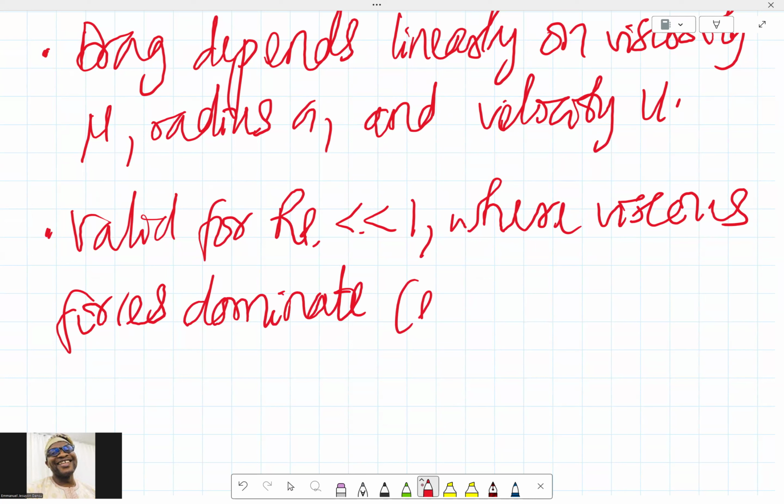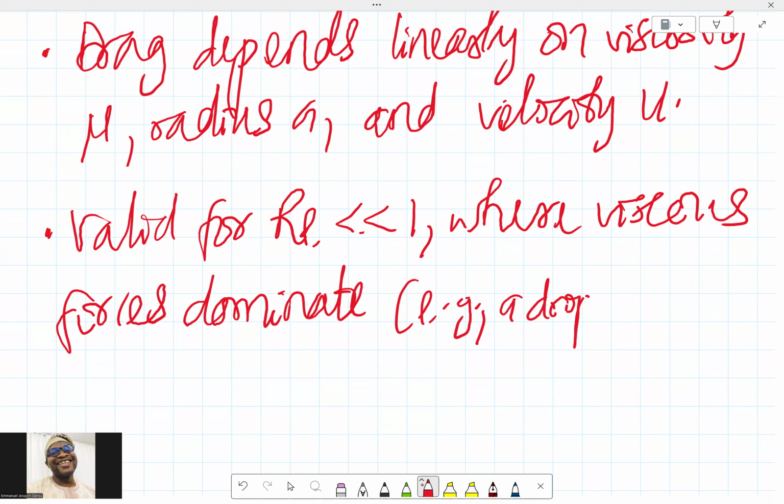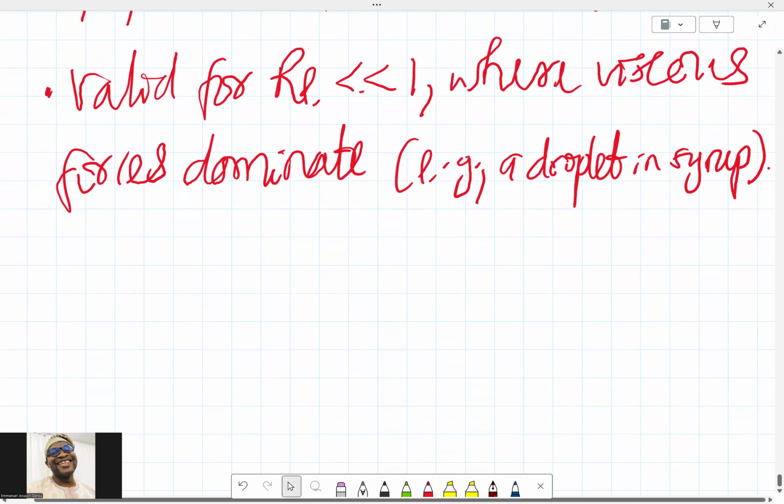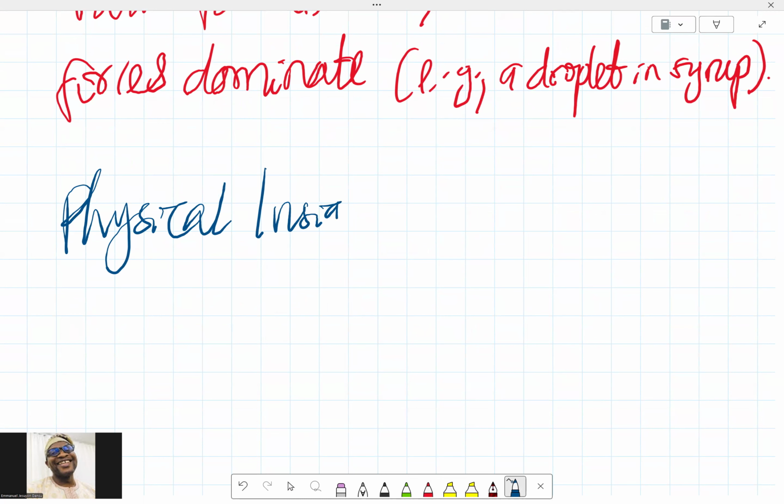So the flow is very easy. For example, a droplet in syrup. Something very draggy, like engine oil even. A droplet in syrup. Okay, so we have that. Now let's talk about physical insights of all those examples. That's this example now.